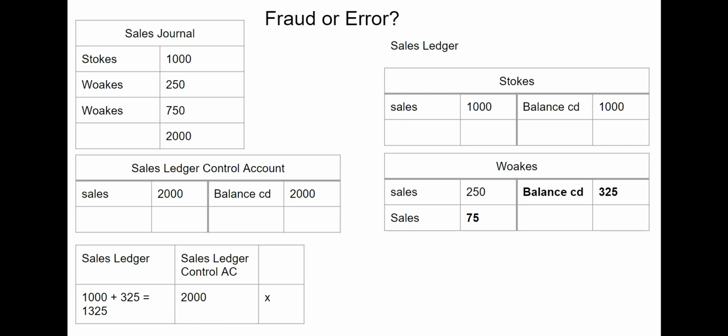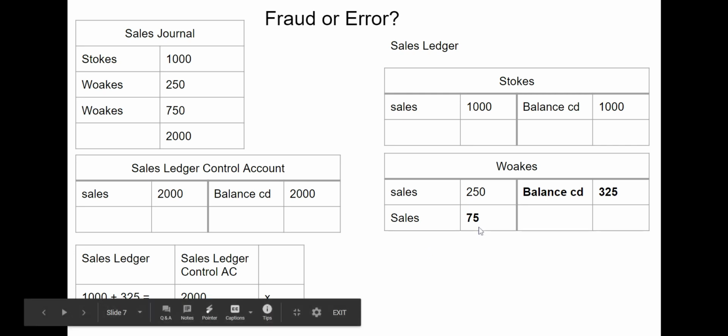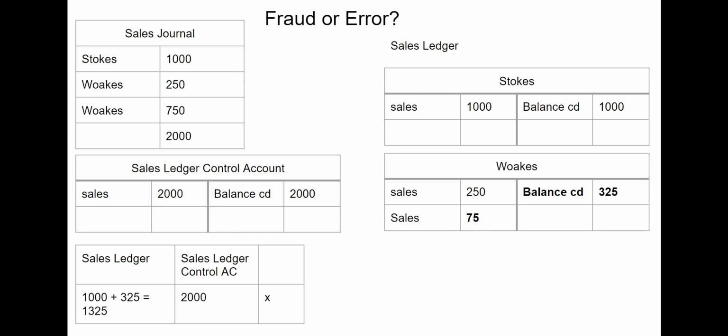Okay, committing fraud, how might we find that? Well, here somebody has deliberately only put in a sale for Wokes of $75 rather than the full 750. It might have been done by accident, so it could also be an error, and that's one of the problems. You don't really know if it's an error or a fraud. They might have just missed a zero off.